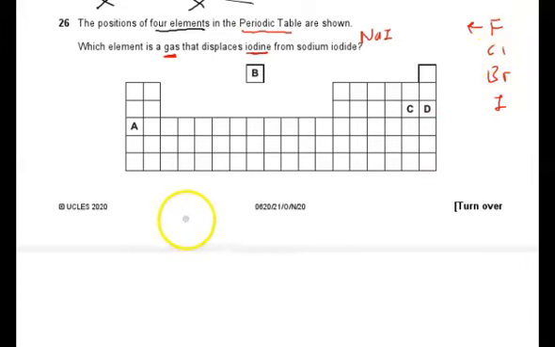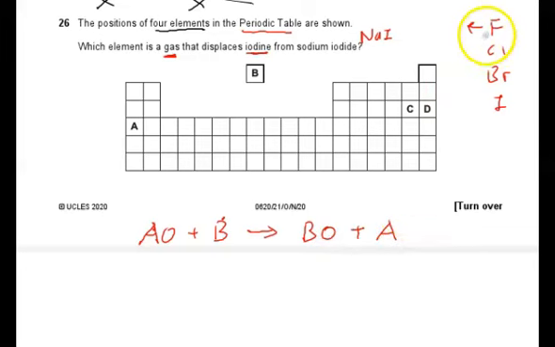The basic concept of displacement is when you have AO reacting with B, if B is much more reactive compared to A, it will displace A to form BO and A will be left out. So the same thing will happen here. Iodine in group 17 here, fluorine, chlorine, bromine and also iodine. So definitely it should be C. Chlorine is much more reactive compared to iodine. So 26 is C. Okay, now let us move on.